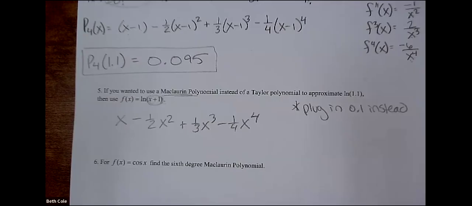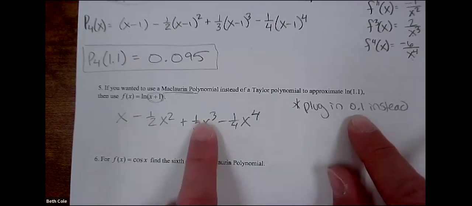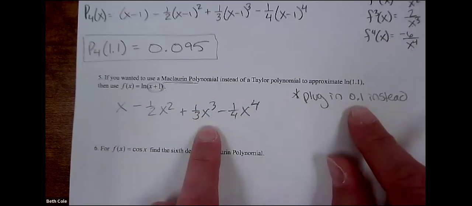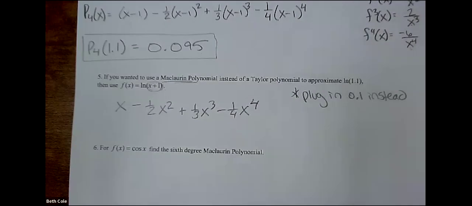I'm not going to make you watch me type it in because of the fire drill. But if I plug 0.1 into that, what do you think we're going to end up with? 0.095. It's going to come out the same both ways, just for what it's worth.